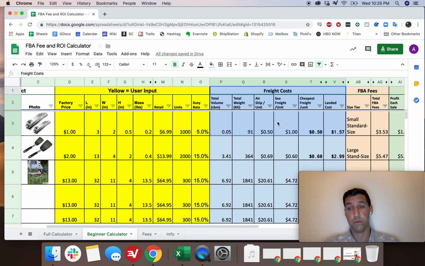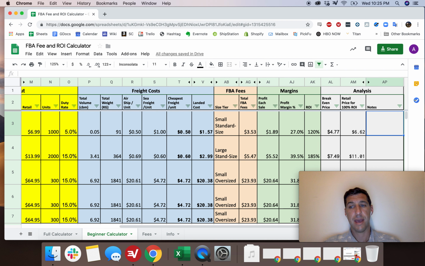Now, here comes the cool part. So it does all these calculations for us, and all these numbers are correct as of July 2019. And I do update this spreadsheet too, so if it's like a year later, hopefully it's updated. And I was a math major in college, so never question my math, right? So the freight. So now I'm going to explain. We have freight costs.